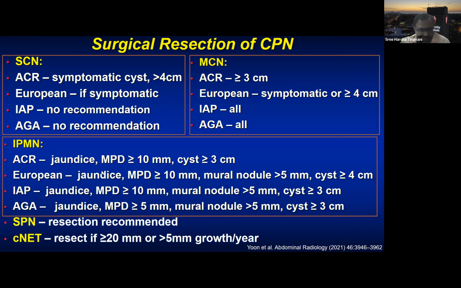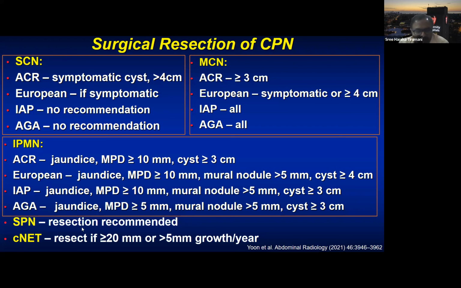When it comes to the IPMNs, the common indication for surgery in all the guidelines is the presence of symptoms, which is jaundice, or main pancreatic duct diameter of more than 10 millimeter. The other common findings are mural nodules. If there are mural nodules, then it's always an indication for surgery. The ACR says that the presence of a mural nodule is a worrisome feature, not a high-risk feature. And so according to them, when you see a mural nodule, it goes to the EUS pathway and not the direct surgical pathway. And then the cyst size, almost all of them have a cutoff of 3, except the European, which has a cutoff of 4 centimeters.